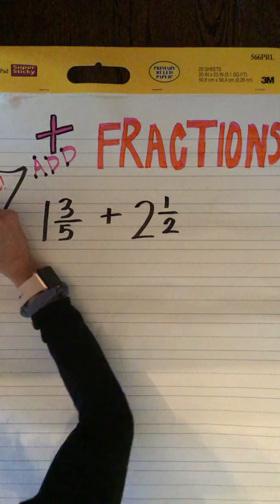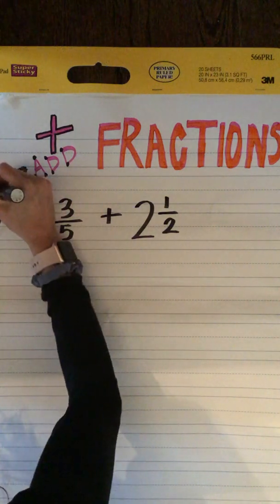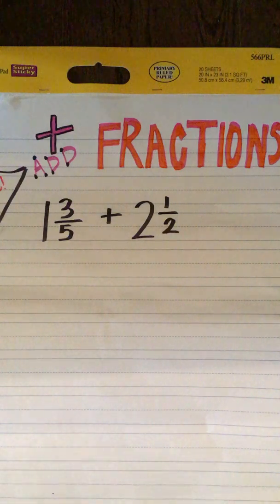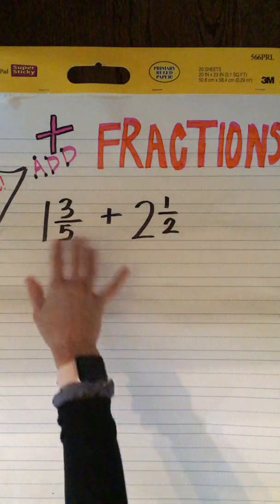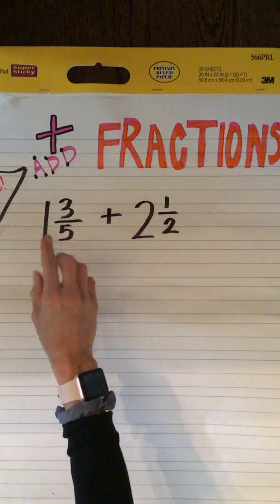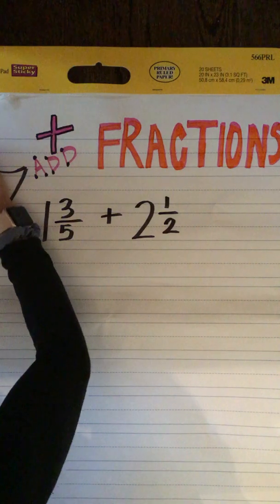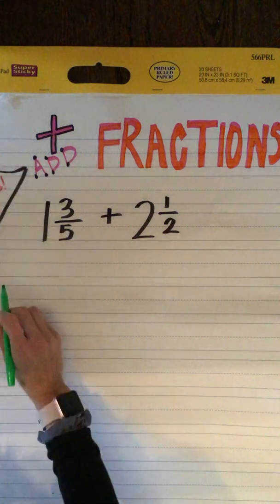The denominator, and we talk about this all the time, is what it's cut into, right? So if we pretend this is pizza, this is cut into fifths. Well, let's do something easier. Let's just pretend 2/4. If we have 2/4 plus 1/4, and pretend that's pizza.